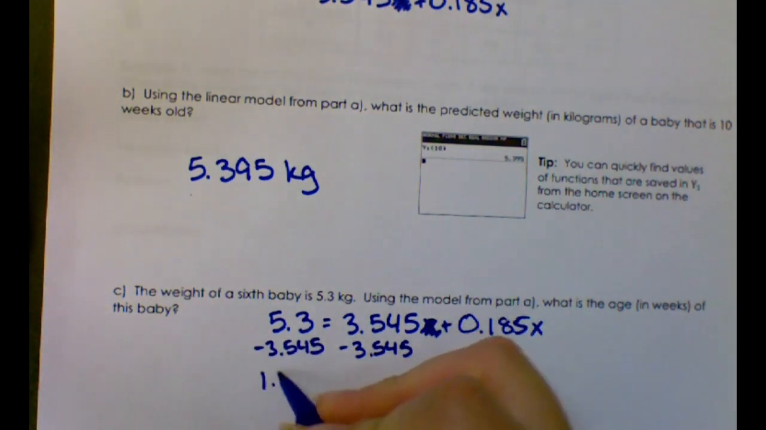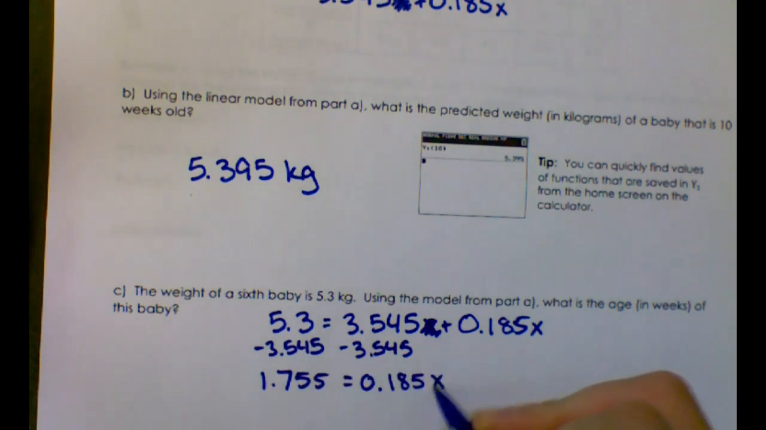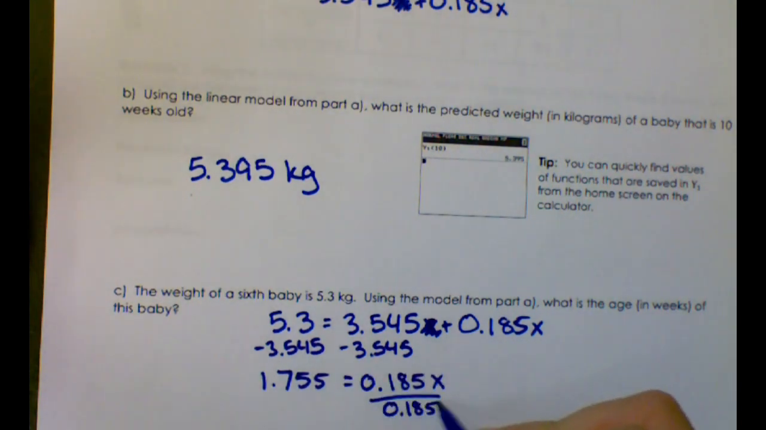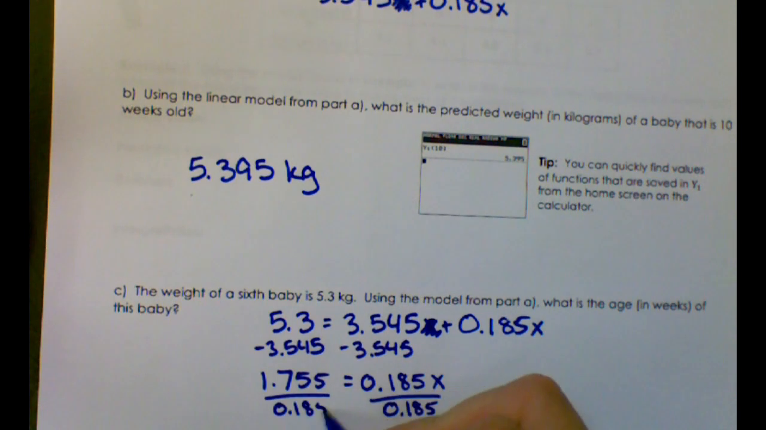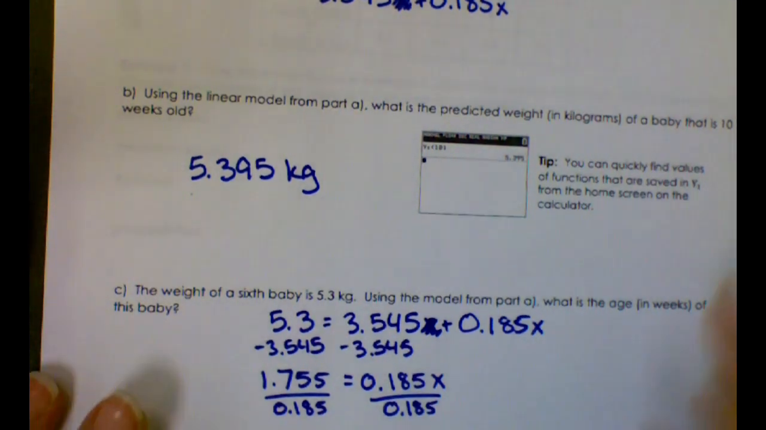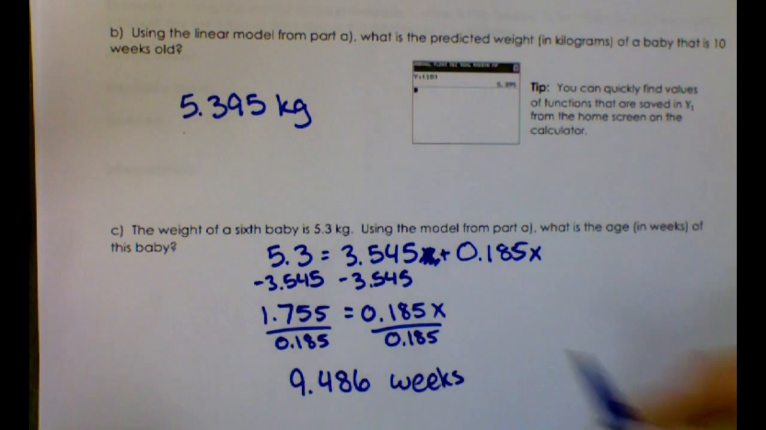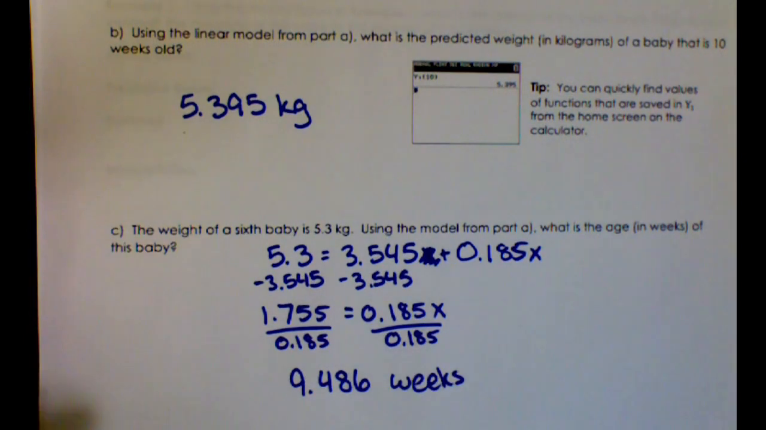I get 1.755 equals 0.185x. Divide by 0.185. I get 9.486, oop, you can't see that, sorry, weeks. Always round to at least 3 decimal places.